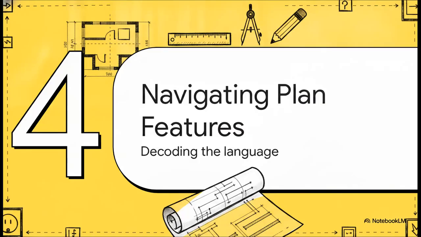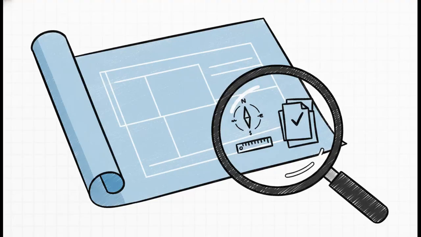All right, Section 4. Navigating plan features. Time to decode the language. Okay, every single plan you ever pick up is going to have a title block, usually shoved down in the bottom corner. Treat this like your project dashboard. Before you read a single line or symbol, you check that block.